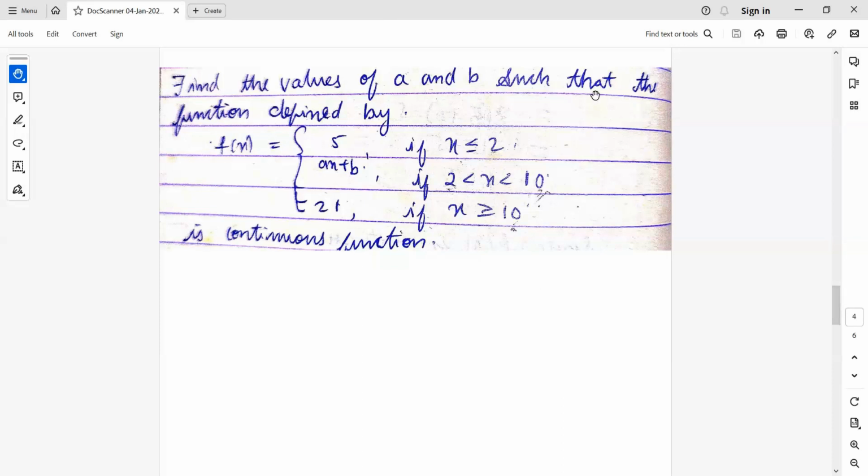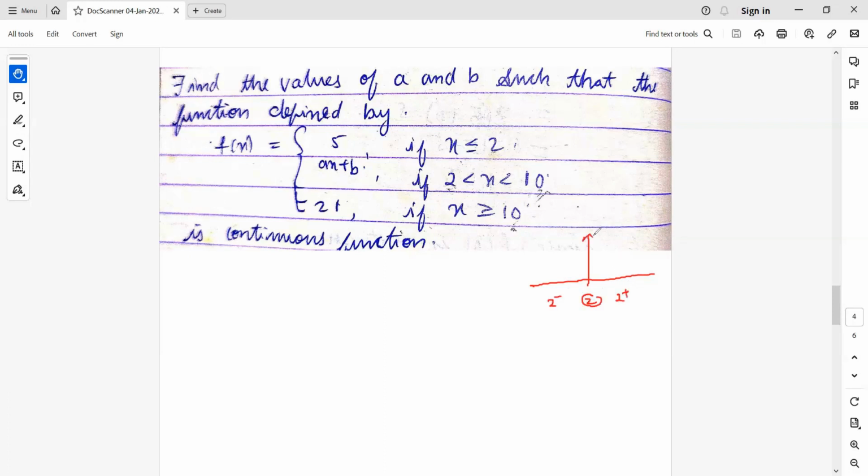Okay, so pay attention. First we will try to draw the rough figure for this example. Try to understand the question first. Here we have 2 points where the function is defined. The function is defined at 2, then 2 minus, and 2 plus.